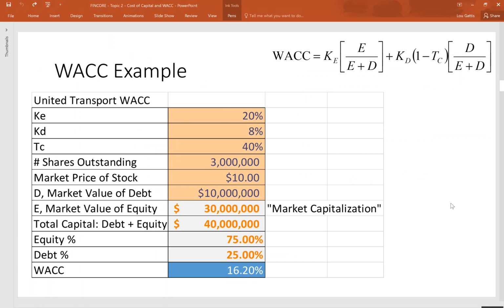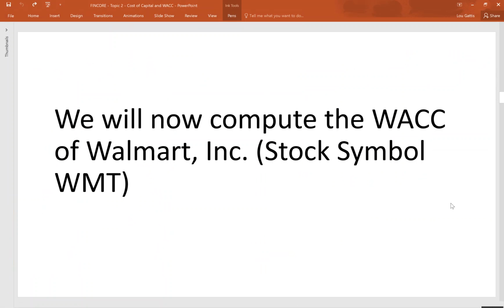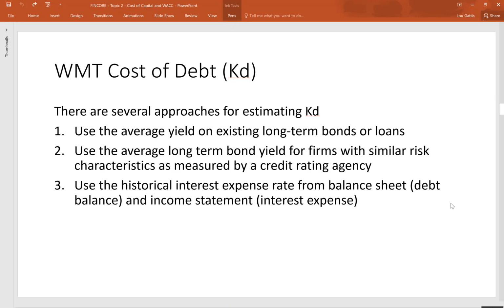So there's the solution. Now we're going to calculate the cost of capital for a real-life example, Walmart, stock symbol WMT. There are going to be 3 different ways we're going to talk about calculating the cost of debt.